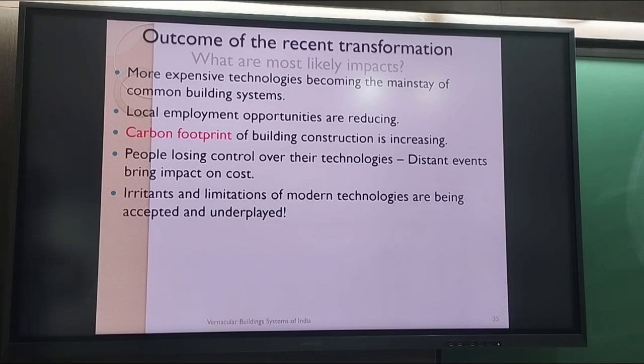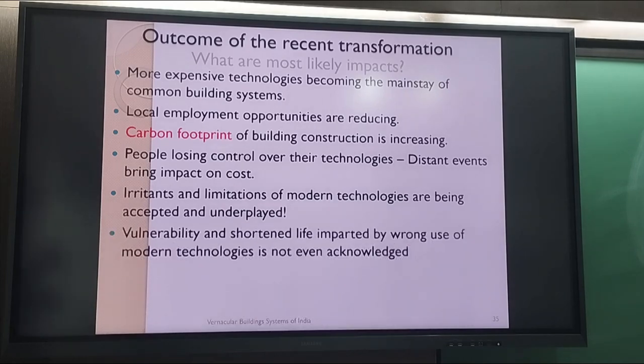We were living in a village, we had a pakka house. And in monsoon, I had to find a place which was dry to put my books and papers. It was dripping everywhere. But people accepted, barish aayega to girega. But for that same reason, people will shift over from the traditional technology to the new technology. But this is accepted, it is on the plate. Also, the vulnerability and shortened life imparted by wrong use of modern technology is not even acknowledged.